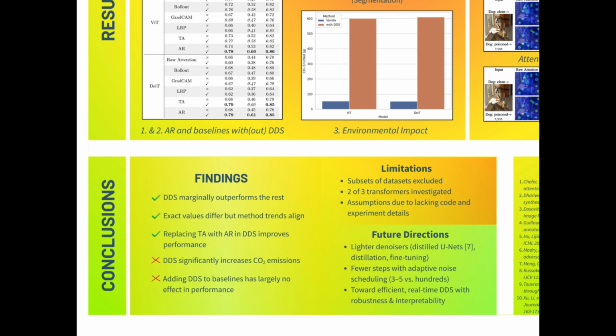Finally, for future work, one path forward is exploring lighter denoisers, for example through distilled UNets, distillation, or fine-tuning. Another idea is to cut down the number of steps by using adaptive noise scheduling, reducing it from hundreds to just few, maybe 3 to 5. Ultimately, the goal is to move toward an efficient real-time version of DDS that balances robustness with interpretability.